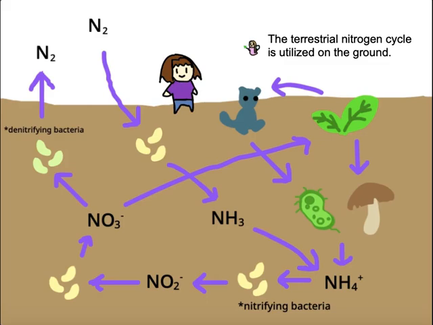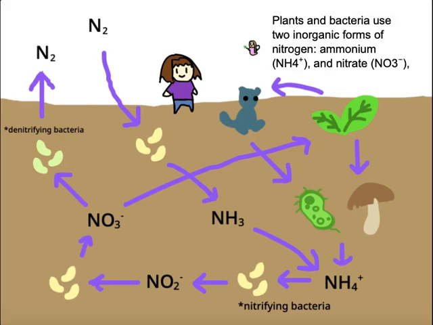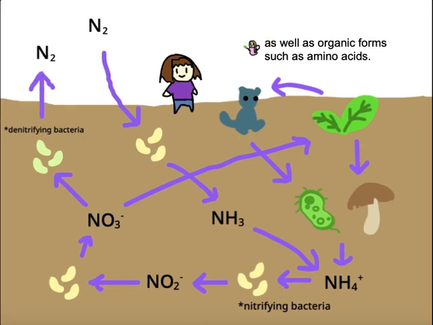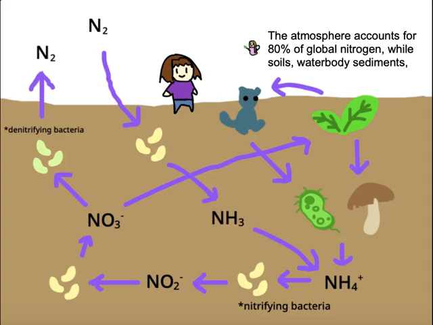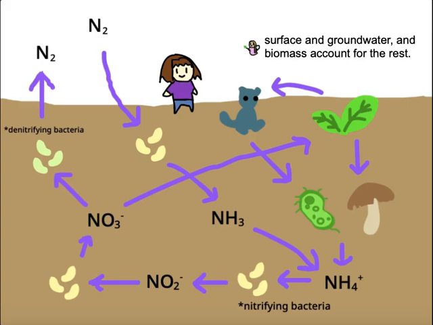The terrestrial nitrogen cycle is utilized on the ground. Plants and bacteria use two inorganic forms of nitrogen, ammonium and nitrate, as well as organic forms such as amino acids. Bacteria also use nitrite, while animals can only use organic forms of nitrogen. The atmosphere accounts for 80% of global nitrogen, while soils, water body sediments, surface and groundwater, and biomass account for the rest.